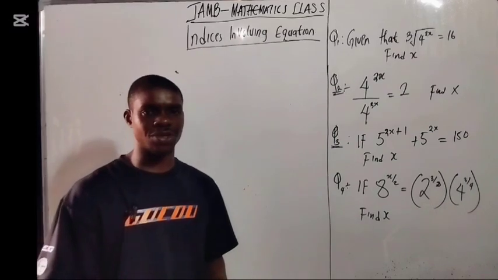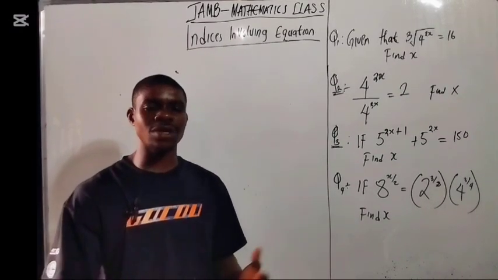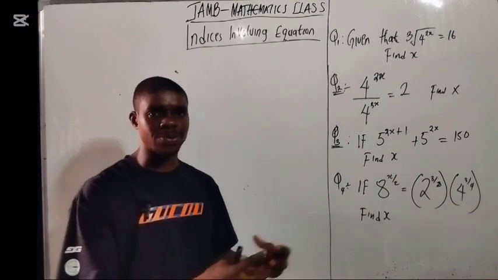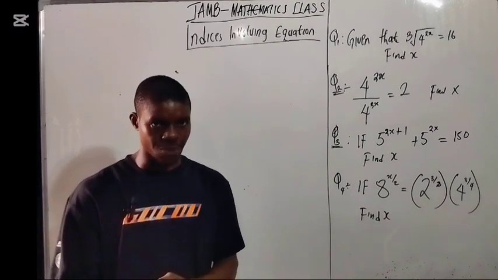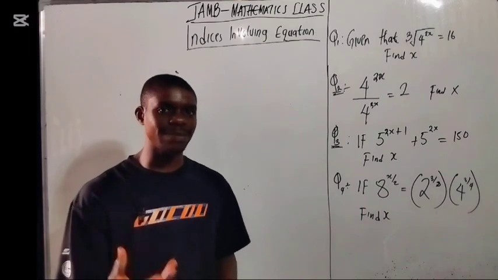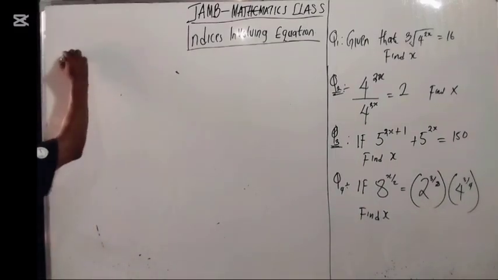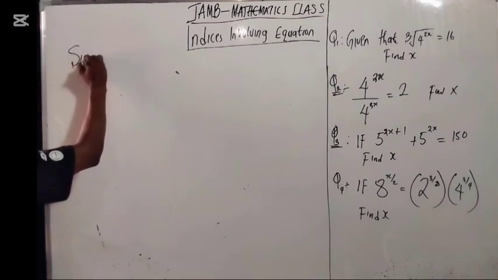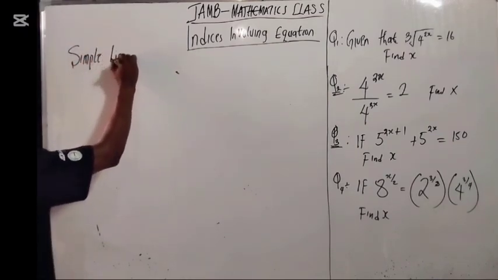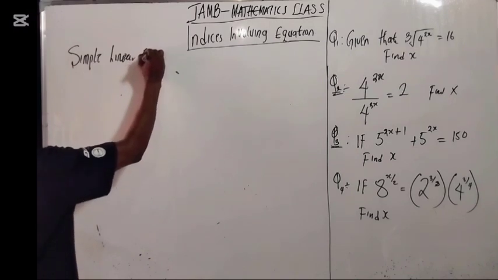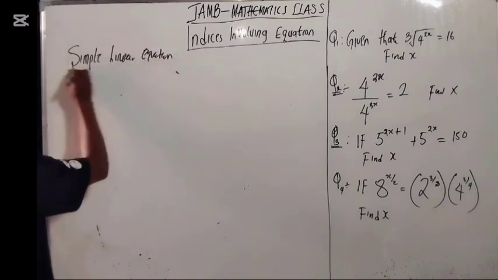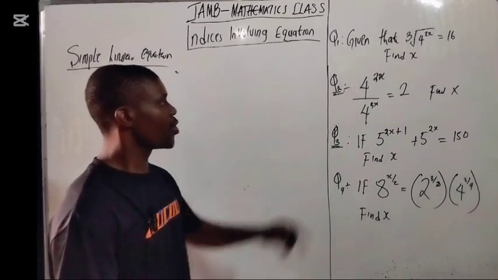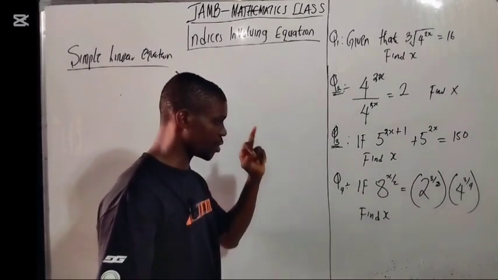In this video, we are moving to indices involving equations. Under equations, we have the simple linear equation, the simultaneous equation, and the quadratic equation. In this video, we want to talk about the simple linear equation, like the ones on the board here. You have question 1, question 2, question 3, and question 4.